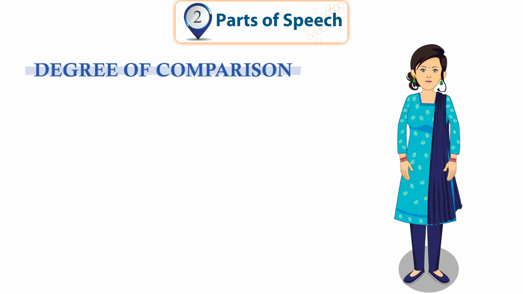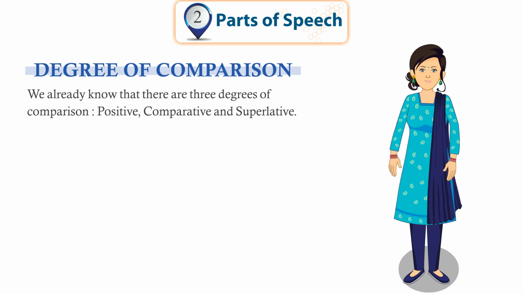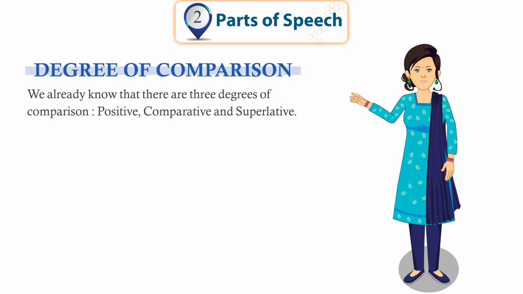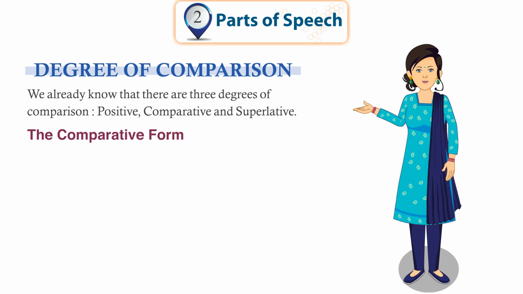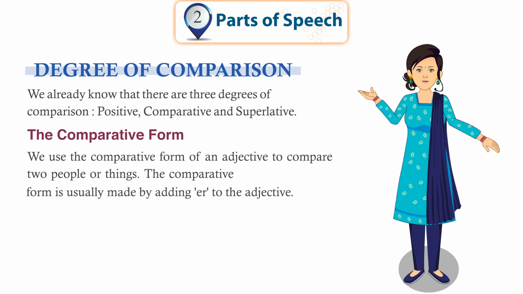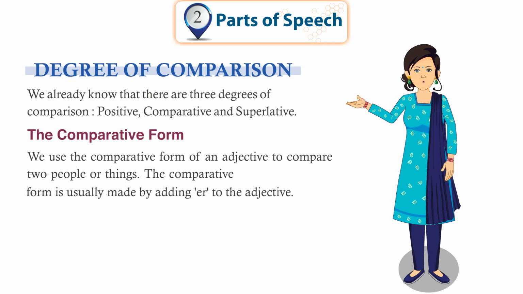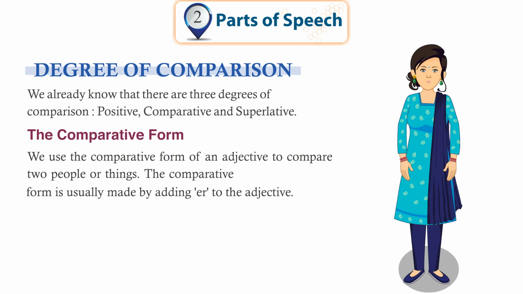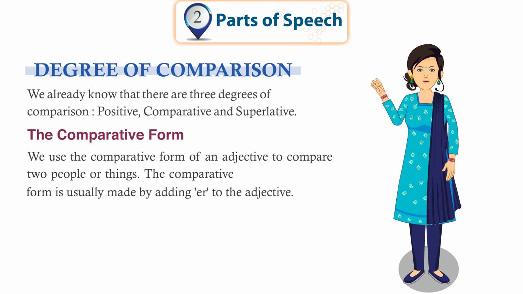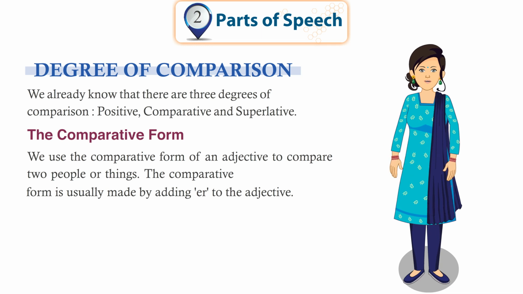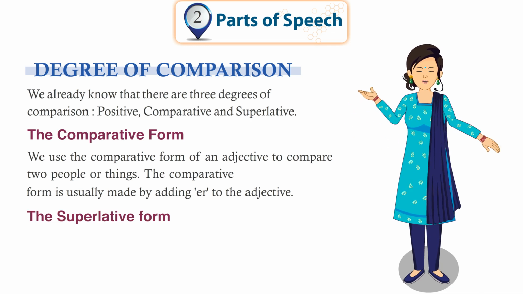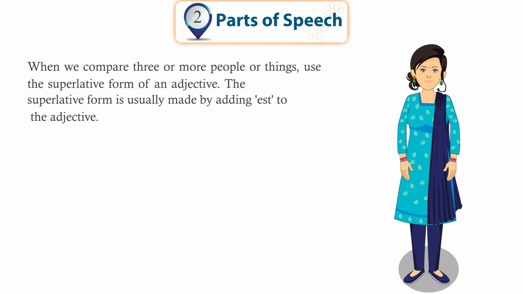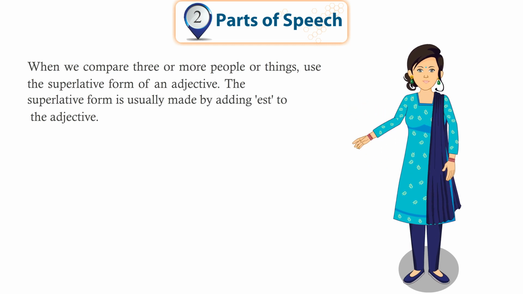Degree of comparison. We already know that there are 3 degrees of comparison: positive, comparative, and superlative. The comparative form. We use the comparative form of an adjective to compare two people or things. The comparative form is usually made by adding er to the adjective. The superlative form. When we compare 3 or more people or things, we use the superlative form of an adjective. The superlative form is usually made by adding est to the adjective.